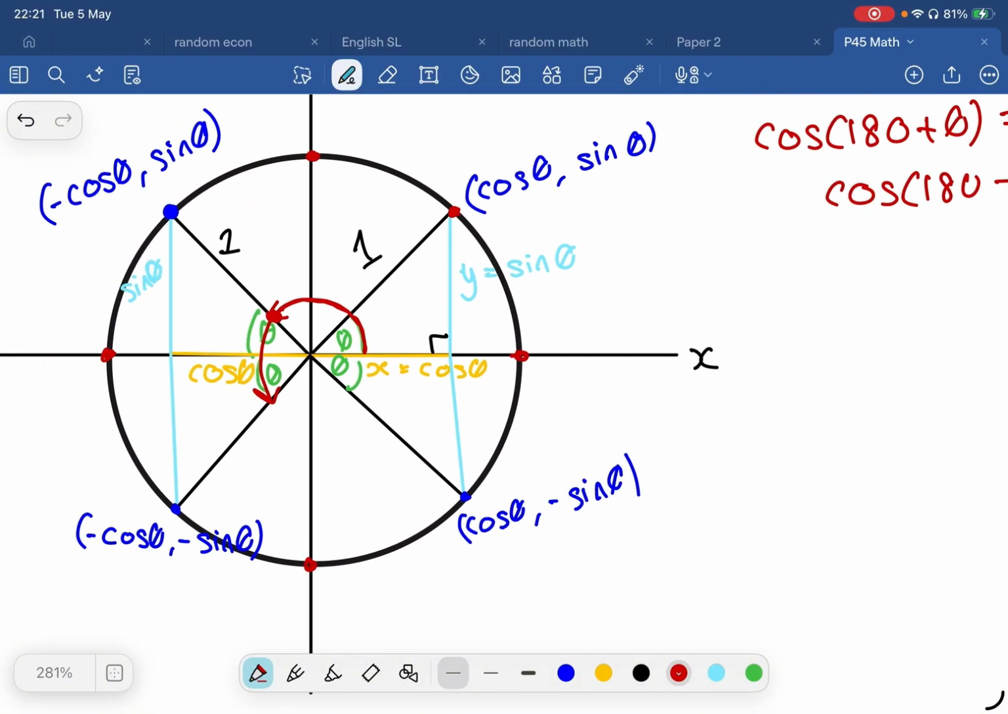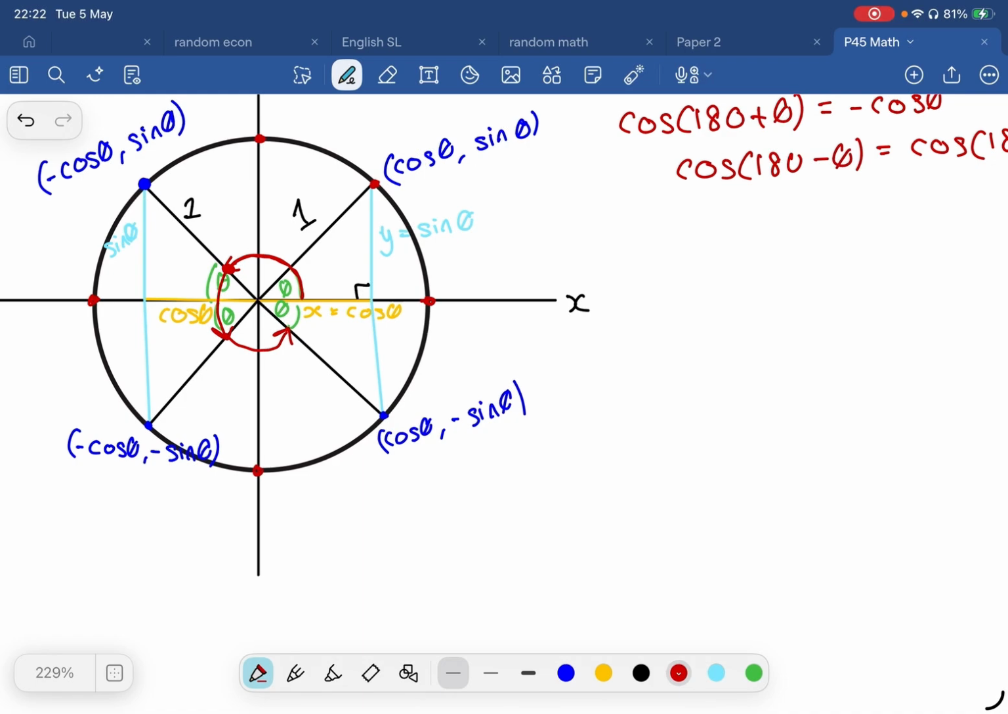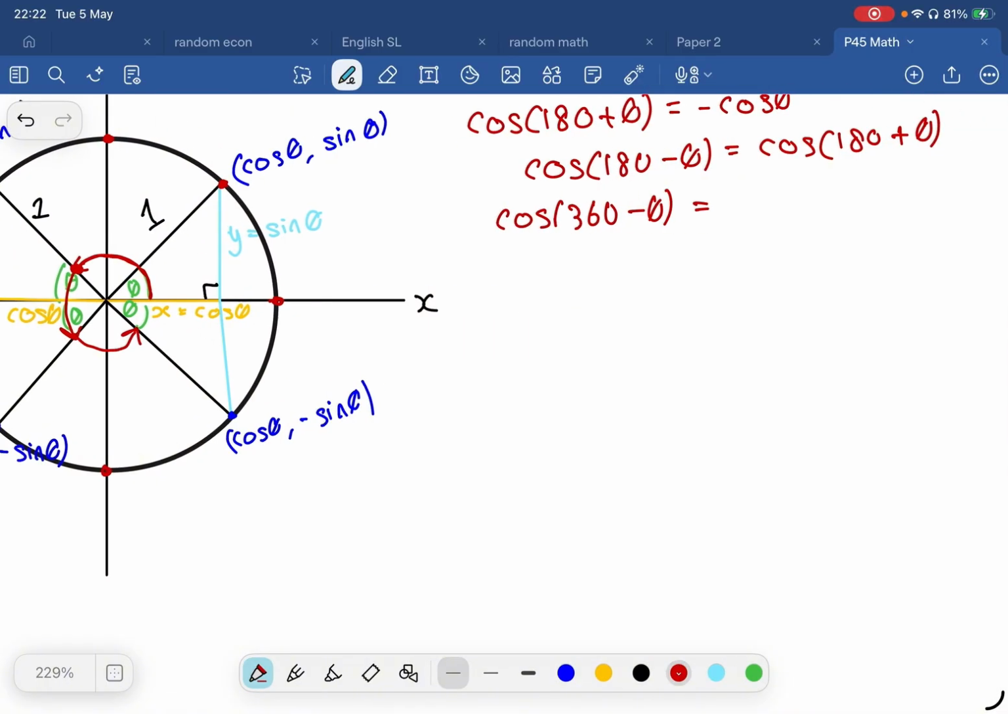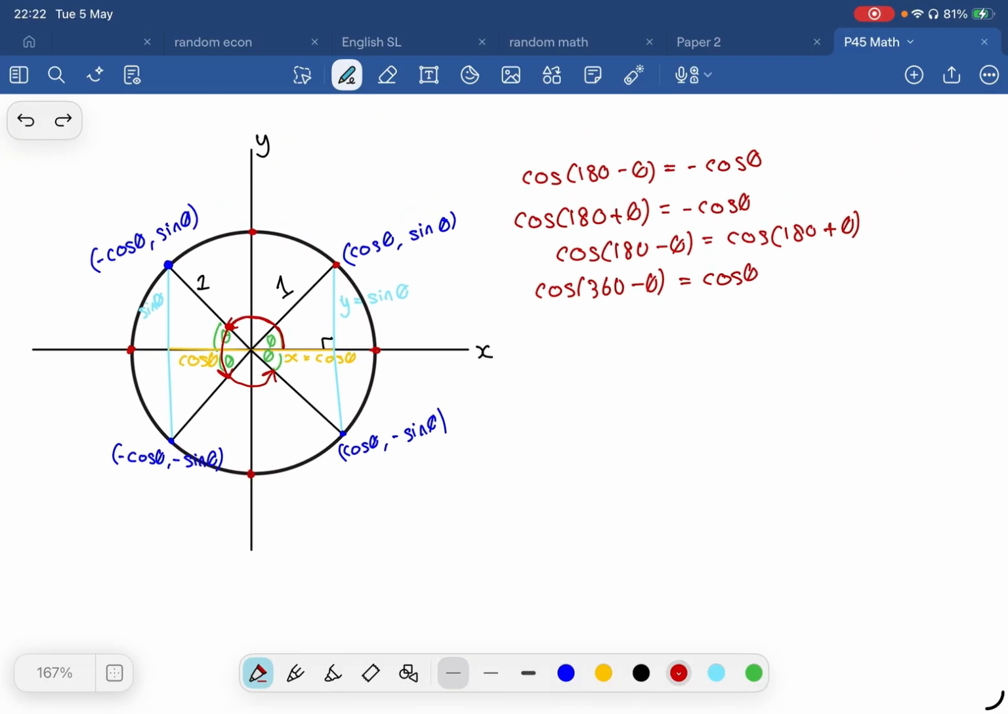Again, if I extend this a bit more, we can see, again, this angle we know is 360 minus theta. So cos of 360 minus theta equals cos of theta, because the x-coordinate here is cos theta. Those are the cos rules.